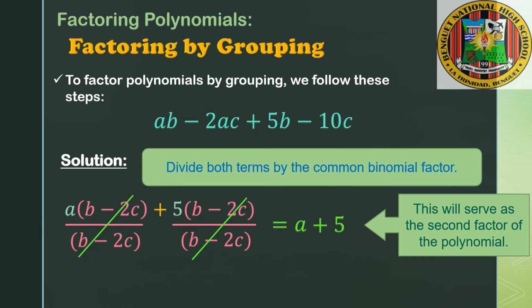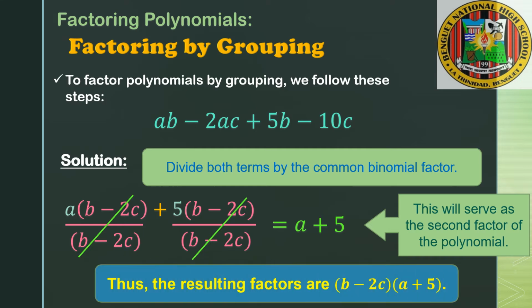Now that we have two binomial factors, we can now say that the resulting factors for the polynomial ab minus 2ac plus 5b minus 10c are the quantity b minus 2c and the quantity a plus 5.